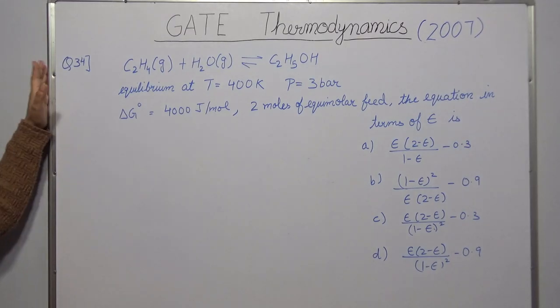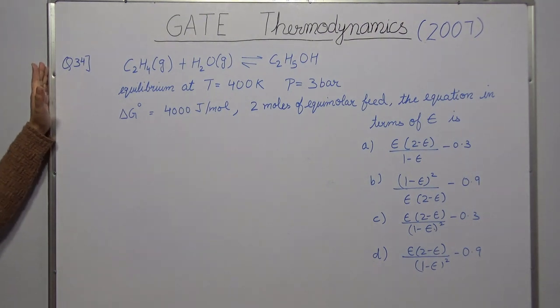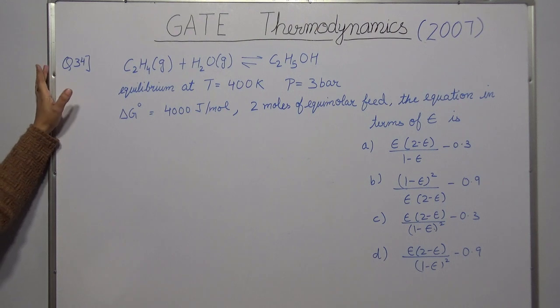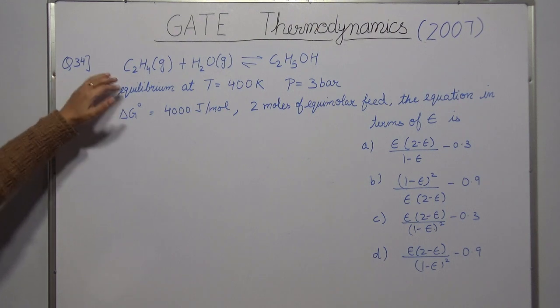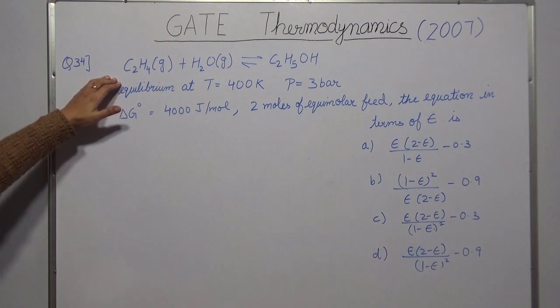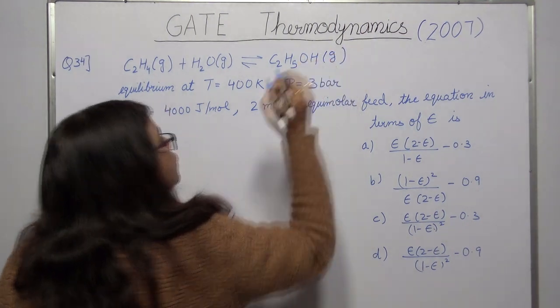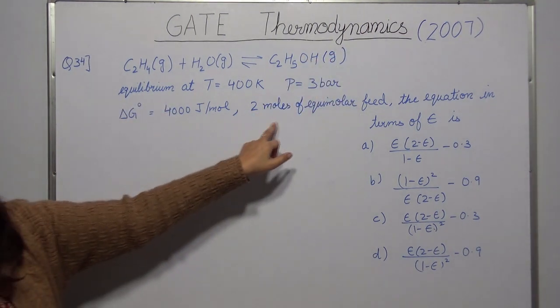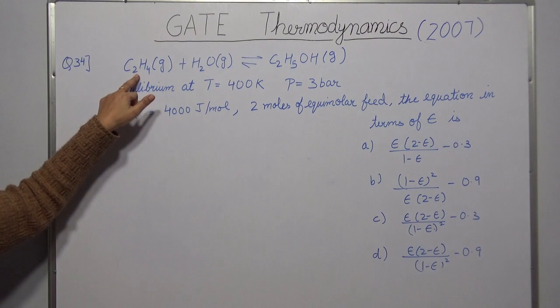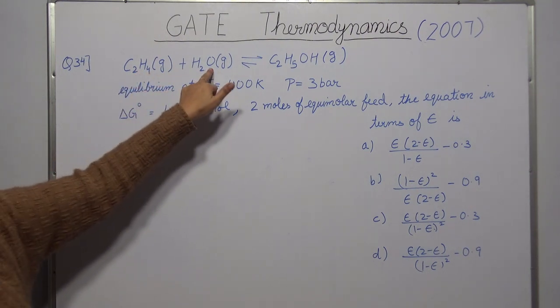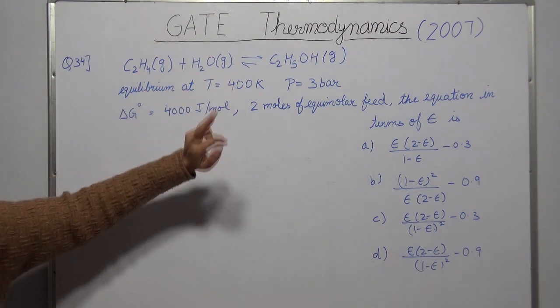Okay. So the next problem which I am going to take is question number 34. It talks about the vapor phase hydration of ethylene. The reaction is in the gas phase and it is given over here. Okay. So to start with, you have 2 moles of equimolar feed. That means you have 1 mole of C2H4 and 1 mole of water to start with, and you do not have any product.